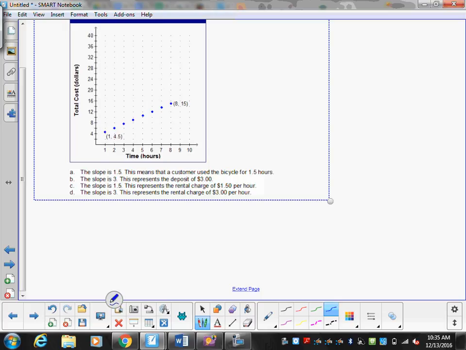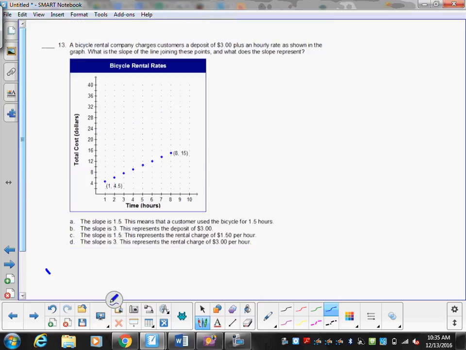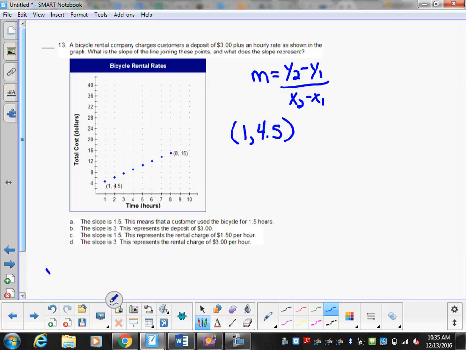Okay, on problem 13. It says a bicycle rental company charges customers a deposit of $3 plus an hourly rate as shown in the graph. What is the slope of the line joining these points, and what does the slope represent? Okay. So to find the slope, we're going to use the slope formula, which is m equals y2 minus y1 over x2 minus x1. And the points they give us are the point (1, 4.5) and the point (8, 15).